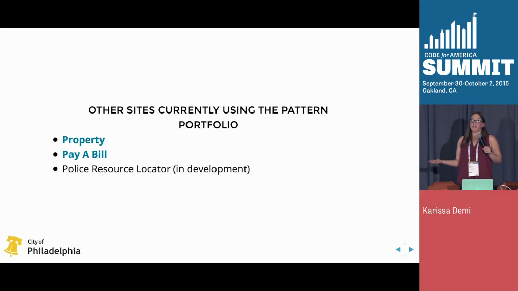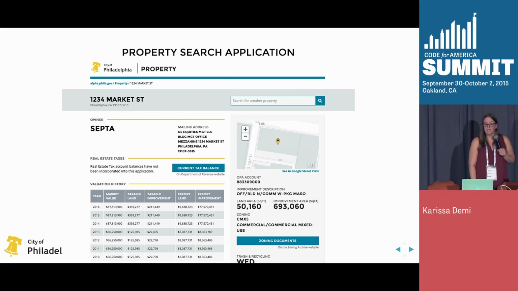There are a number of other sites that are currently using our pattern portfolio. This is a short list, actually, surprisingly, but I have some screenshots so you can see. This is the property search application, which lets you type in an address and finds a property in Philadelphia, so you get all kinds of really great information about the property, like how much the taxes are. Well, that's in development, but you get a lot of great information, like when your trash needs to be picked up or put onto the curb. That's good stuff.